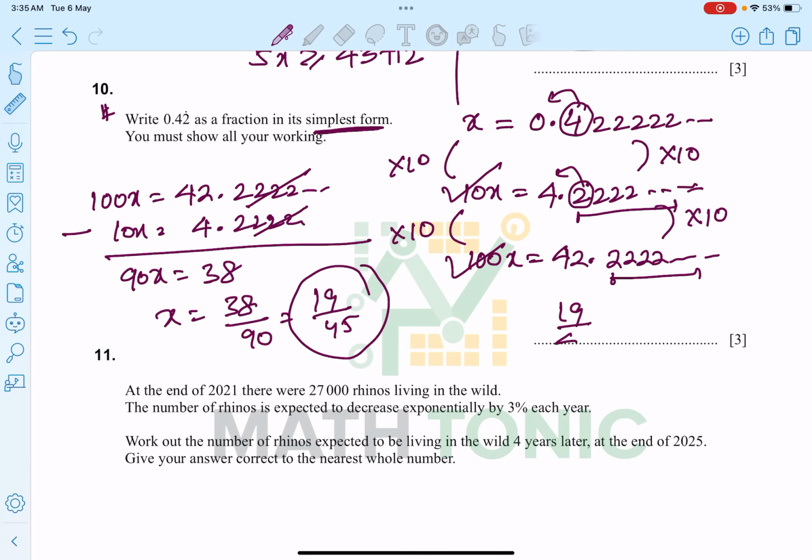Please try to write the answer in simplest form. The answer should be 19 over 45. Did you understand everyone clearly?